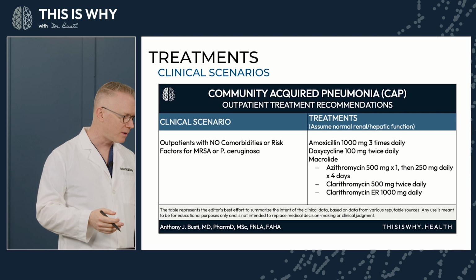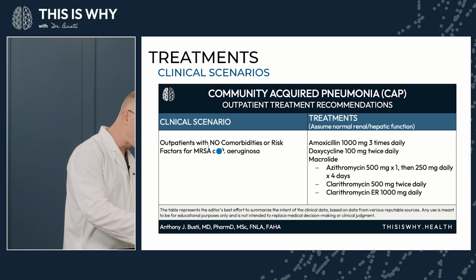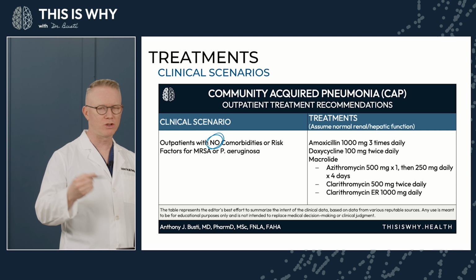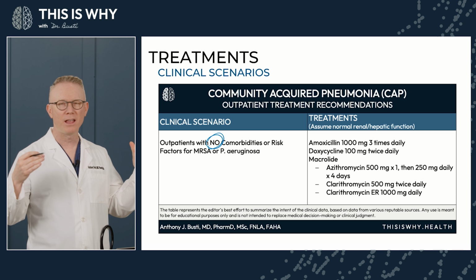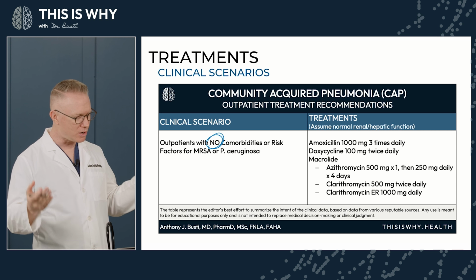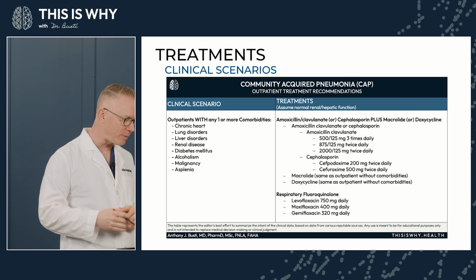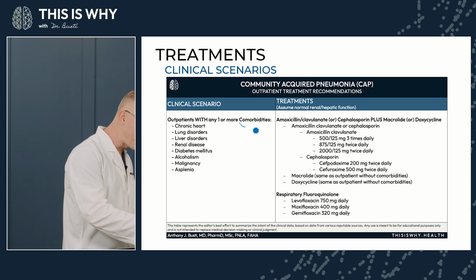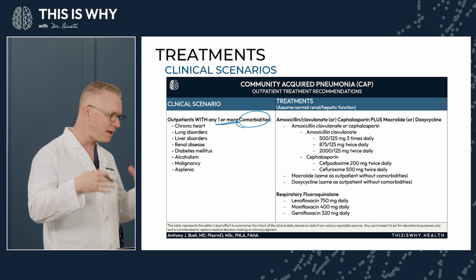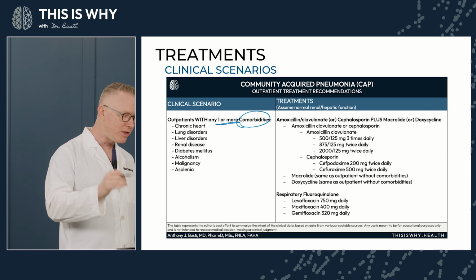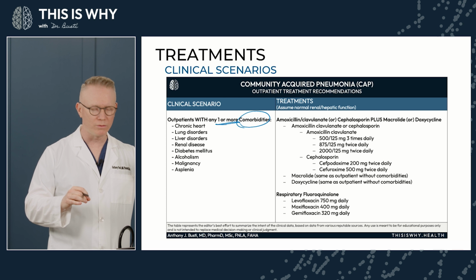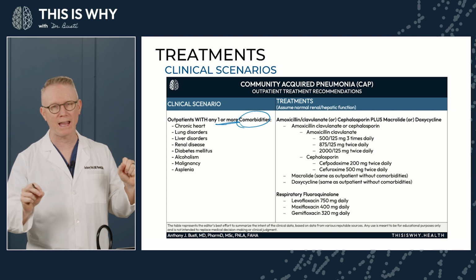So in this example here, these are outpatients with no major comorbidities or risk factors for MRSA or Pseudomonas. So you can use things like amoxicillin, doxycycline, basic macrolides in isolation. So singular agent, not concomitant or combination therapy. Once those patients start to have comorbidities, things like heart disease, lung disease, kidney disease, malignancy, diabetes, and on and on that we've been talking about, then we want to consider the coverage of both strep pneumo, Haemophilus influenzae, but also the atypicals.